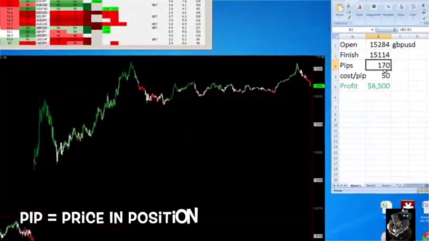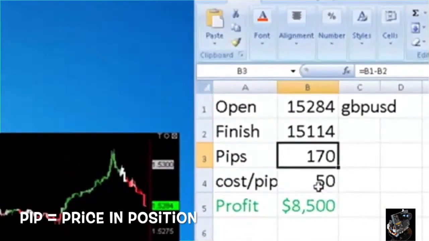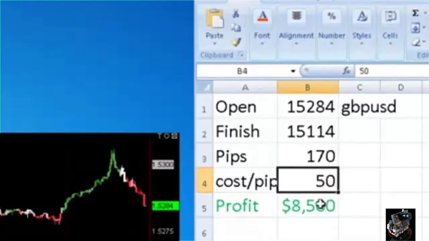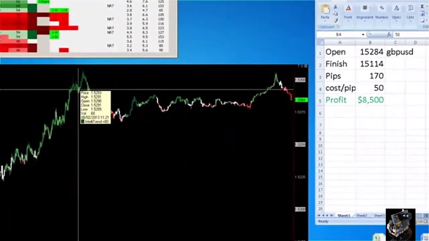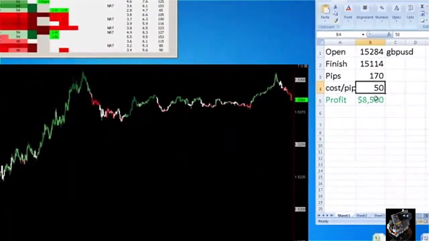Pips stands for price in position. And each pip, as I trade, is typically $50 to $100 a piece. And so there was a total profit of $8,500 from 8:30 in the morning. That total move was close to about 2.5, almost 3 hours. About a 3-hour run. That's not a bad income for a 3-hour run, is it?